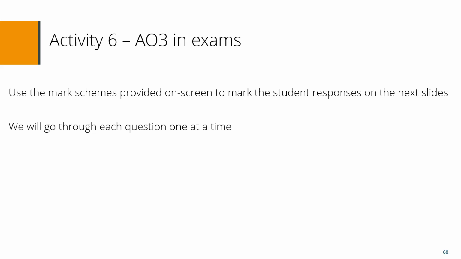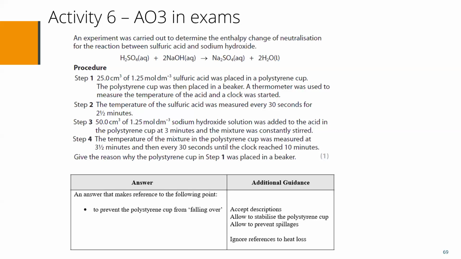Let's have a look at a little bit more marking for you, and we may have to go through these a little bit more quickly than we did the others. There's an experiment, and the question is, give a reason why the polystyrene cup in step 1 was placed in the beaker. Don't bother reading all the information, because all we're interested in is why is the polystyrene cup in a beaker? And of course, it's to stop it falling over. Accept descriptions of falling over, allowed to stabilize the polystyrene cup, allowed to prevent spillages, ignore references to heat loss.